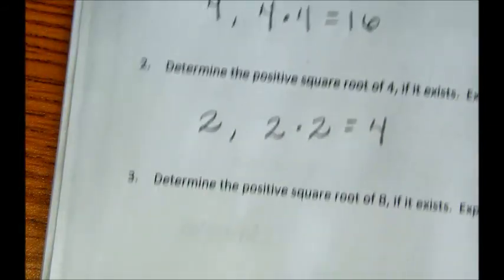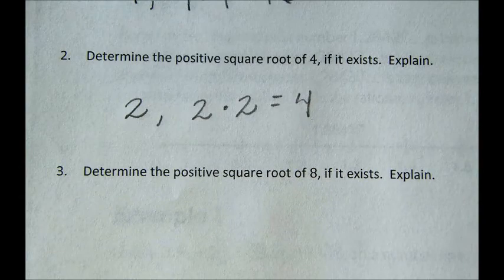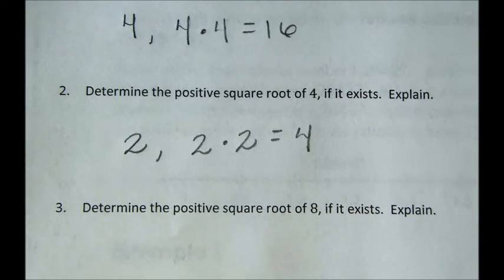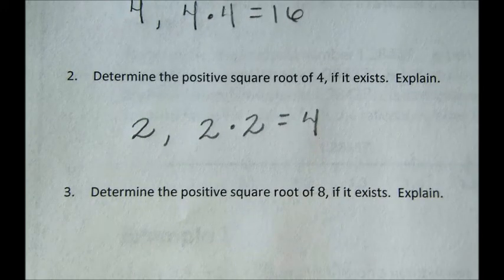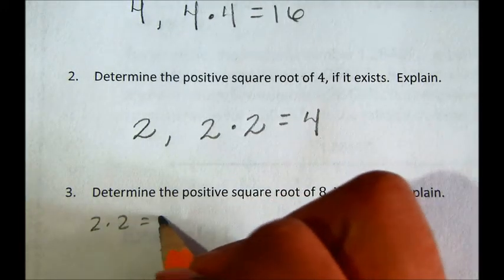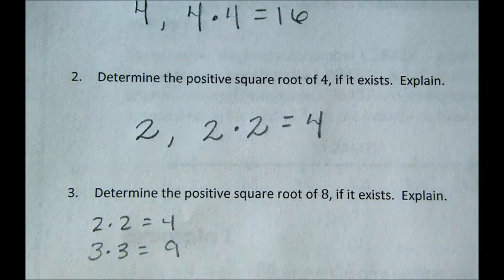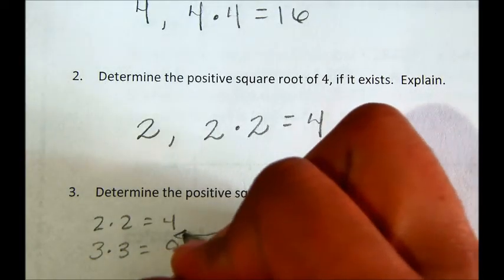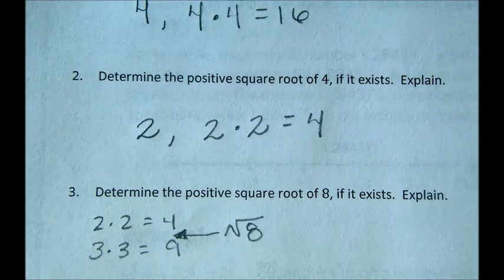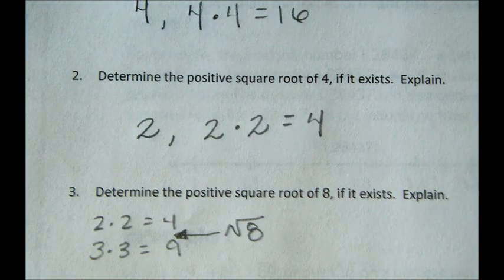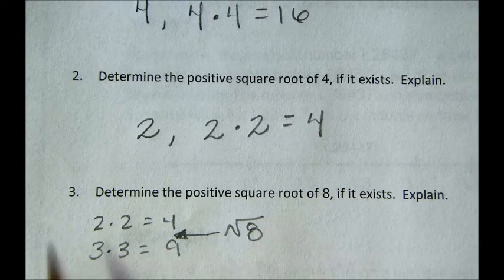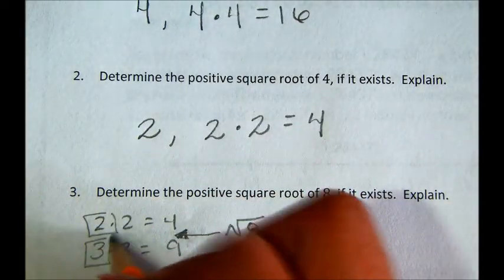Let's take a look at number 3. Determine the positive square root of 8 if it exists. Explain your answer. Well, I know that 2 times 2 gives me 4, and I know that 3 times 3 gives me 9. If the square root of 4 is 2 and the square root of 9 is 3, what does that tell me about the positive square root of 8? That should tell me that the square root of 8 is going to be in between the square root of 4 and the square root of 9. That means on a number line, this number would be in between the two integers 2 and 3.